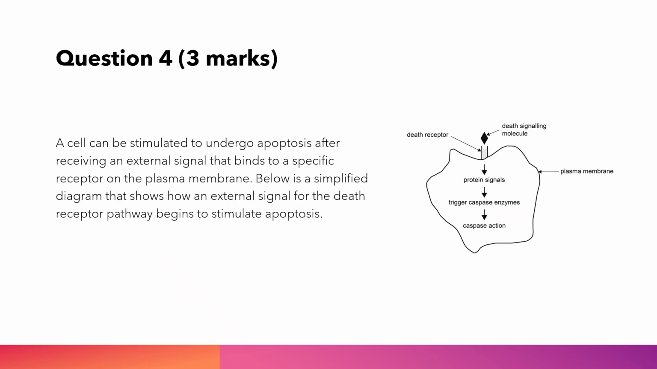A cell can be stimulated to undergo apoptosis after receiving an external signal that binds to a specific receptor on the plasma membrane. Below is a simplified diagram that shows how an external signal for the death receptor pathway begins to stimulate apoptosis.